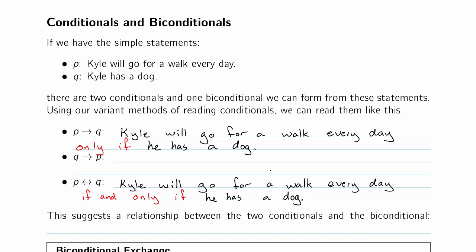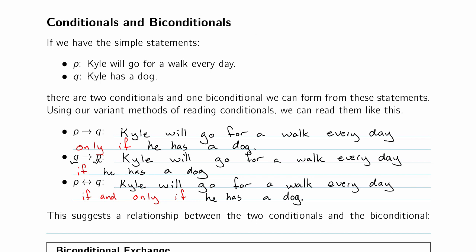That's one of our ways of phrasing. If Kyle goes for a walk every day, then he has a dog. Kyle will go for a walk every day only if he has a dog. We could also say the if part second, as long as we introduce it with if. We could also say, Kyle will go for a walk every day. That's our then part. If he has a dog. That's our if part. We introduced it with the word if.